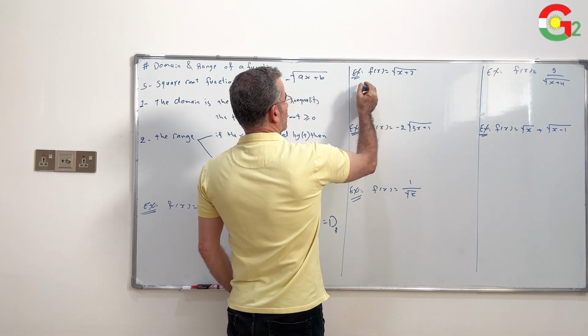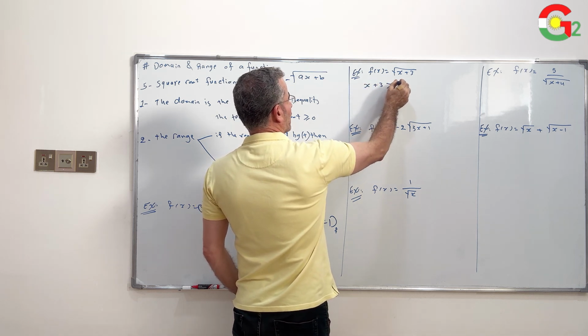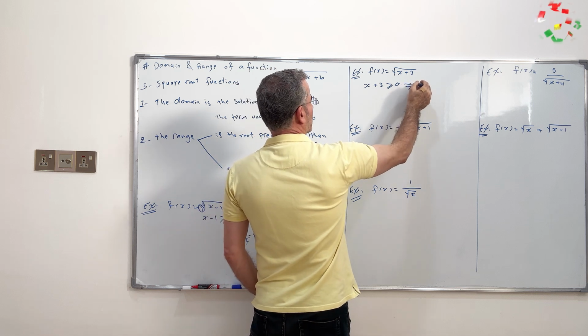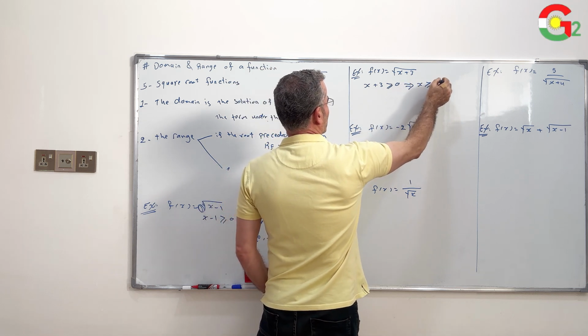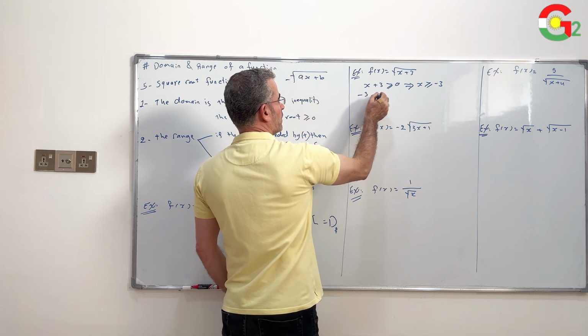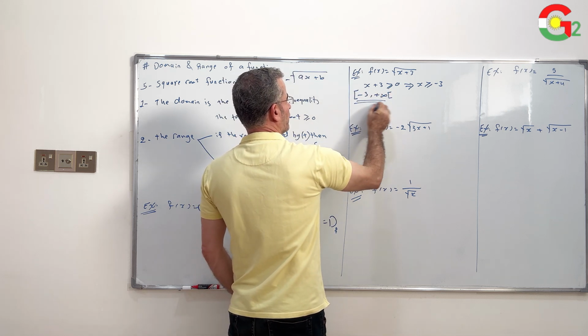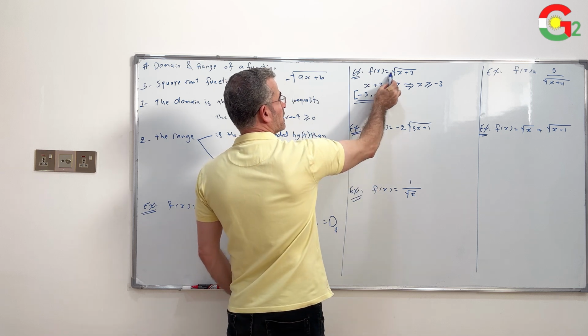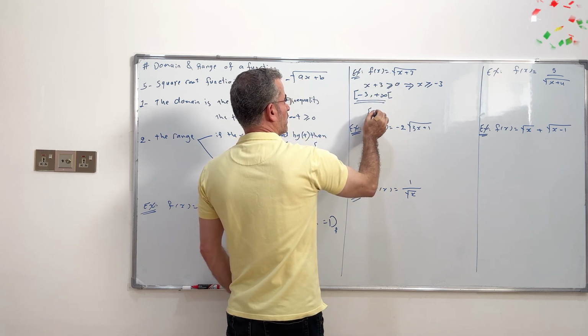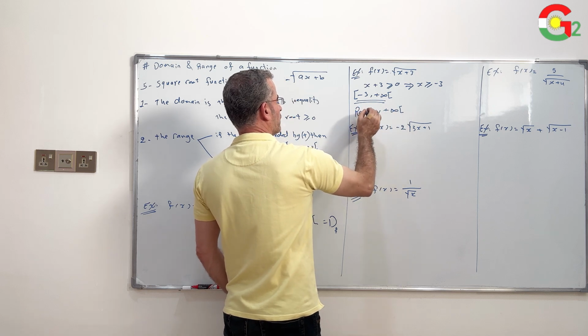Let us solve this one. For this function, find the domain. To find the domain, set x plus 3 greater than or equal to 0 and solve this inequality: x greater than or equal to negative 3. Then the domain is negative 3 to positive infinity. For the range, since it is preceded by a positive sign, it is from 0 to positive infinity.